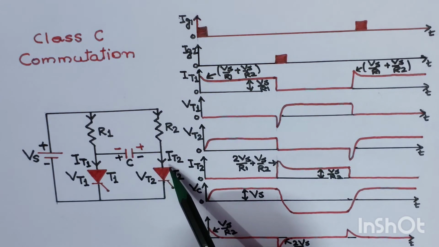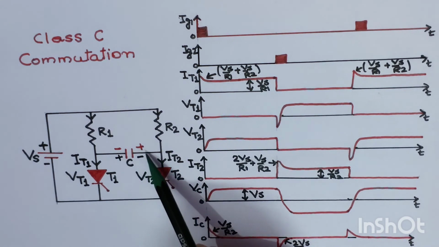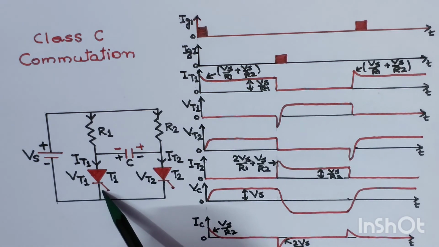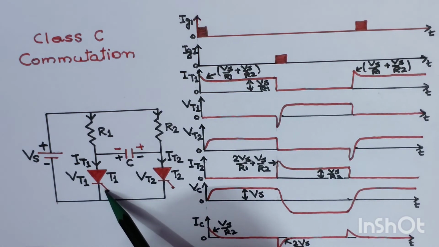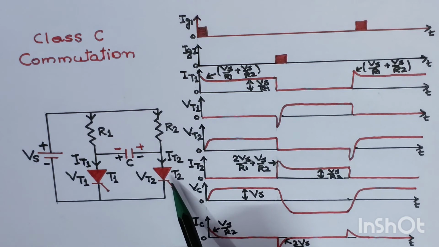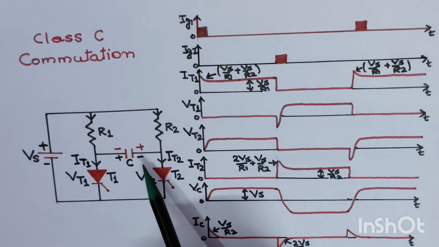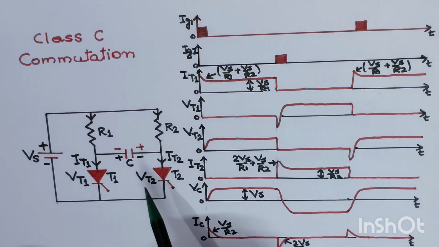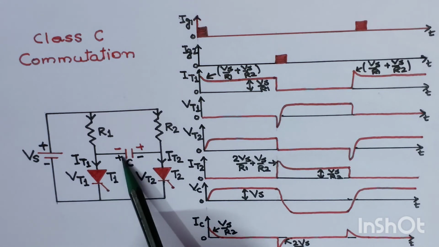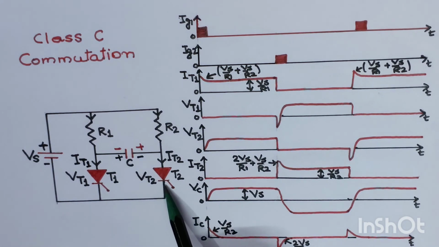Now if we switch on thyristor T2, this positive polarity will appear across the cathode side of thyristor T1, and thyristor T1 will become reverse biased, so thyristor T1 will be switched off. Now once thyristor T1 is switched off, thyristor T2 is conducting, so the capacitor is now charged in the opposite direction, that is, plus is this side and negative is this side. Now if we give the trigger pulse to thyristor T1, this positive polarity will appear across the cathode of thyristor T2.